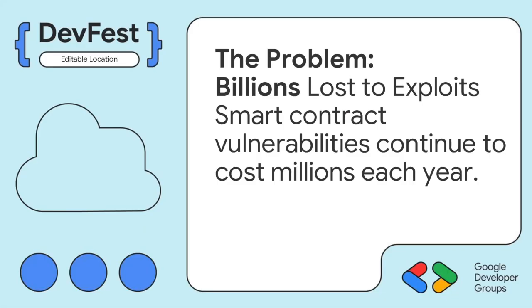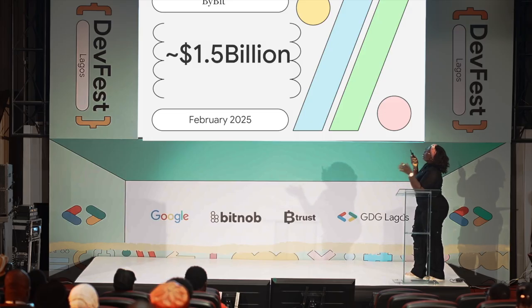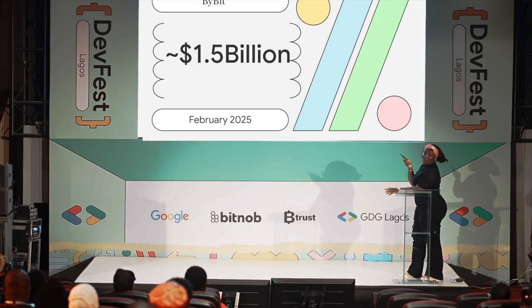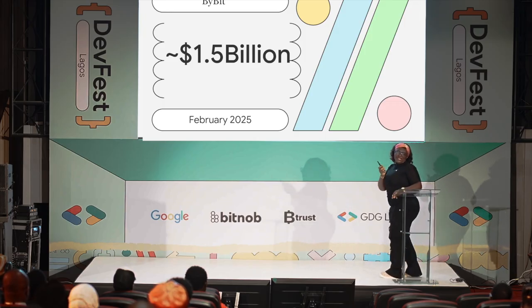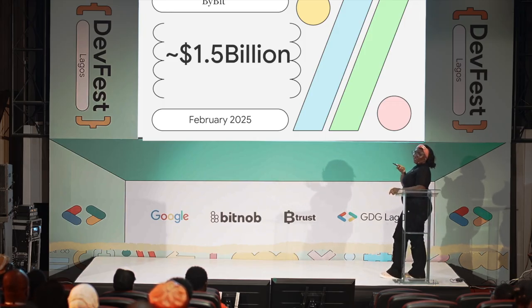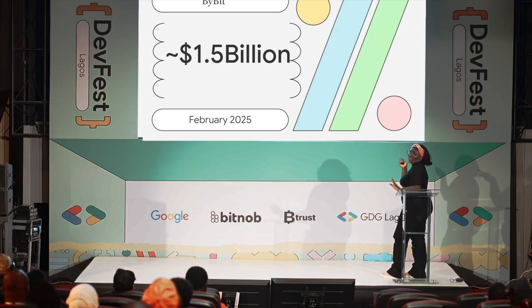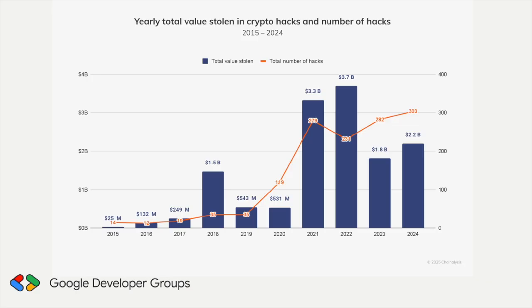Now, one of the problems why this is essential is that billions are being lost to smart contract vulnerabilities, right? And it continues to cost millions each year. Just in February this year, Bybit, I'm sure we should all be familiar with Bybit, lost $1.5 billion to attackers. Just like that. They didn't work for anything, they just took the money away. That's one. If you look at this graph very well, you can see the yearly total value stolen in crypto hacks and the number of hacks.